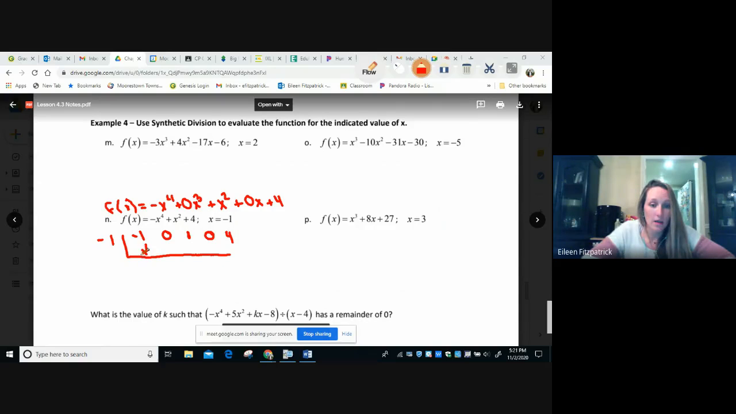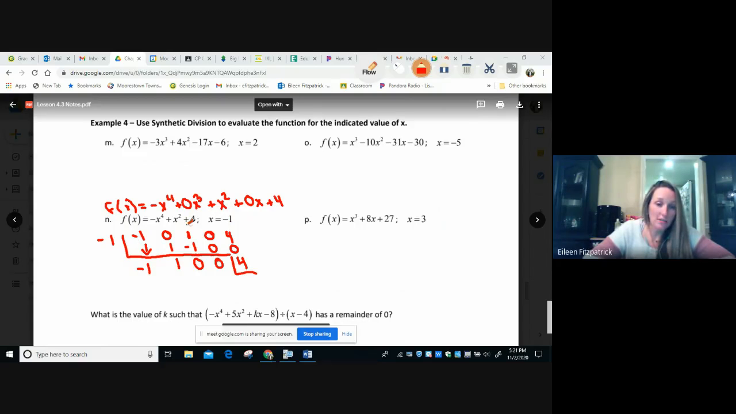Now the process is the same. Drop the first value, multiply to get a positive 1, add to get a 1, multiply to get a negative 1, add to get a 0, multiply to get a 0, add to get a 0, multiply to get a 0, add to get a 4. All right, so that is your remainder. For these problems, the remainder is the answer.